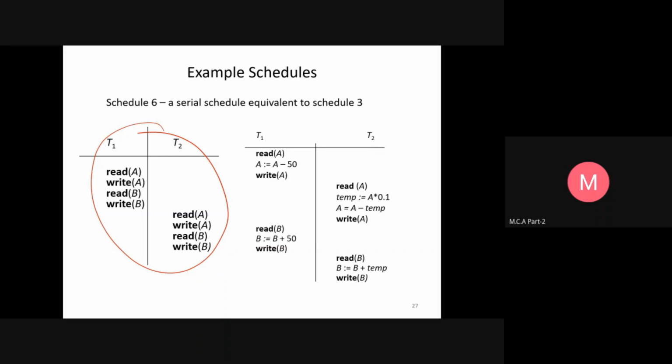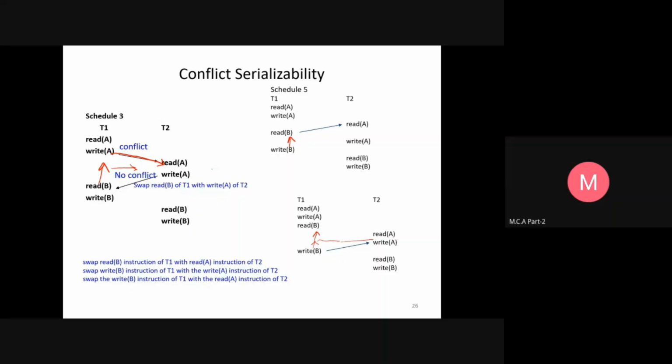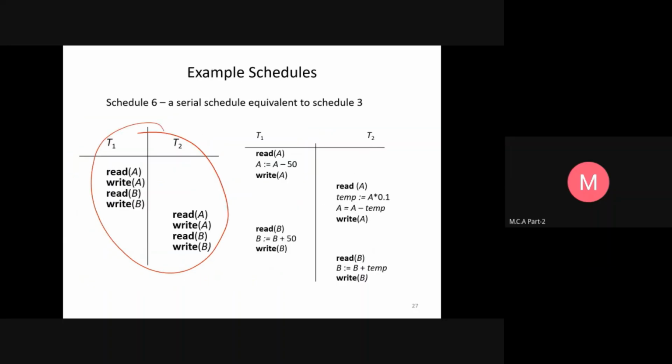Now, let's go back to the previous page. We had a read A, write A, read B, write B of transaction T1, all before transaction T2 execution, right? So we end up with a serial schedule, which makes this schedule conflict serializable, because we have produced an equivalent serial schedule of the previous transactions.